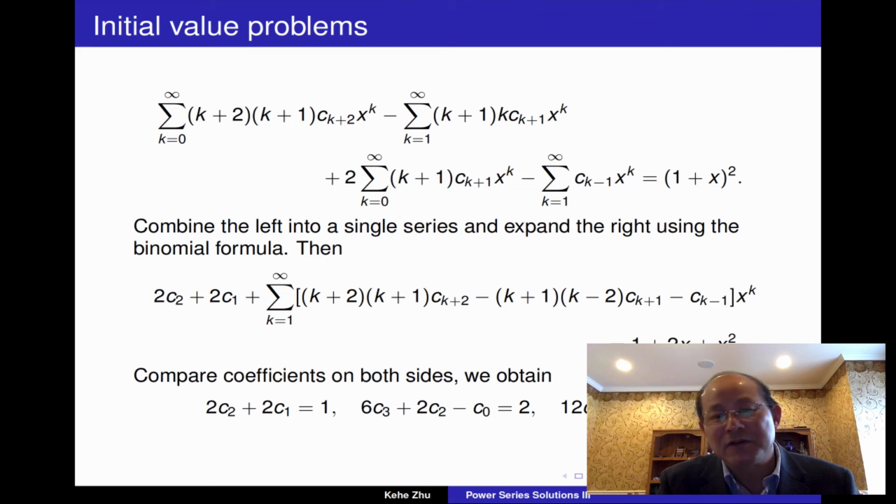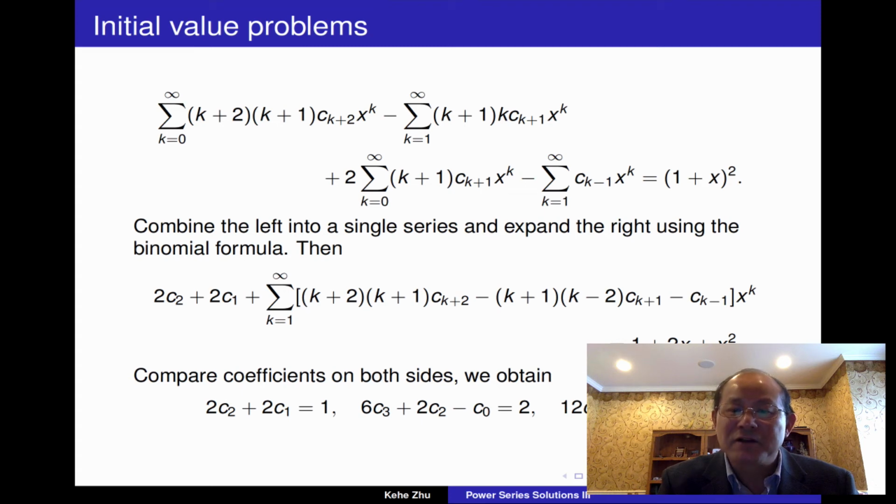And then you look at the coefficient of x squared. On the right side it is 1. And on the left-hand side, it's going to be the term when k is equal to 2, if you want x squared. When k is equal to 2, the c_{k-1} will be c1. The middle term is 0. And when k is equal to 2, this whole thing becomes 12c4. And so that coefficient equals 1.